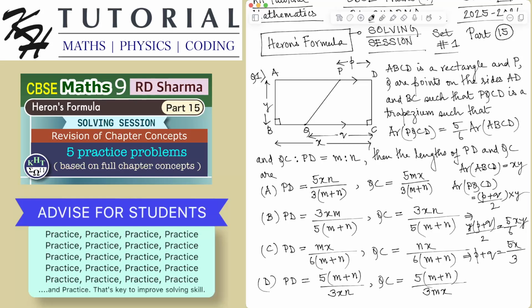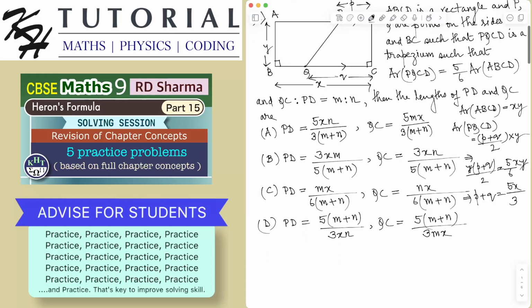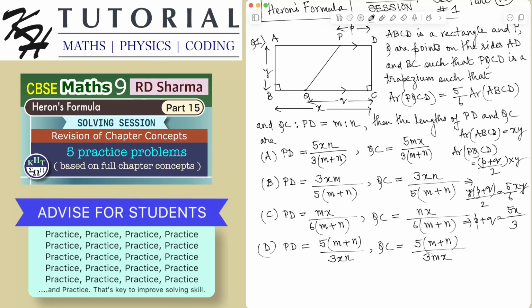Okay, so we get the sum of the lengths of the parallel sides PD and QC, which is p plus q, which is 5x by 3. We also know that it is given that QC is to PD is m is to n. So this implies, we have considered the length of QC as q, so q by p, with PD as p, is given as m is to n.